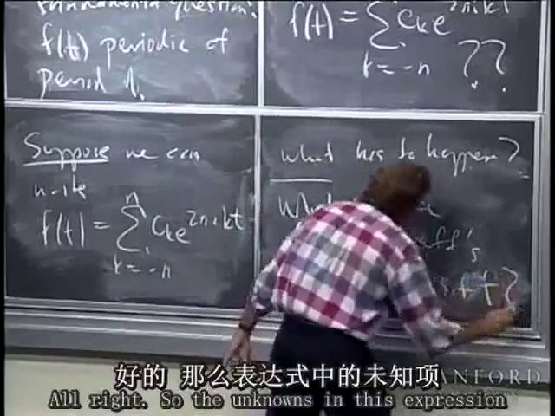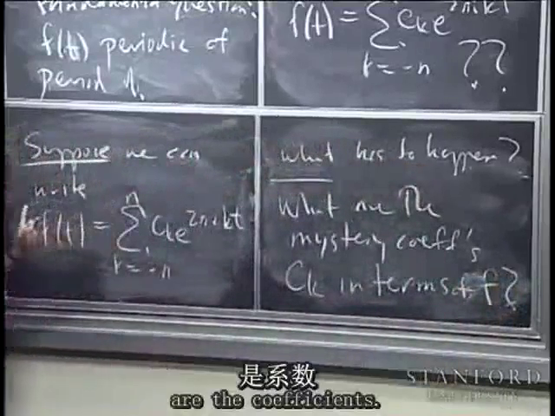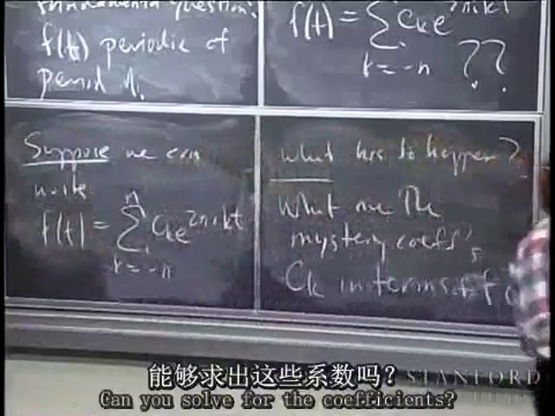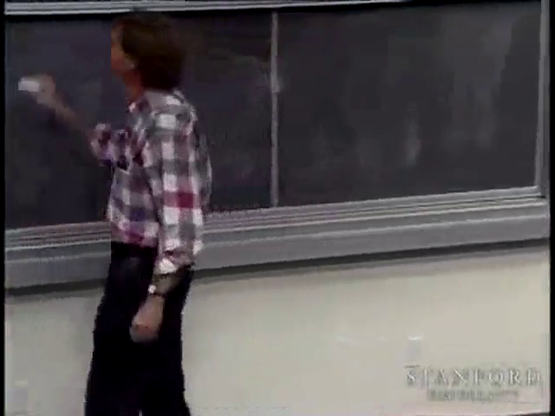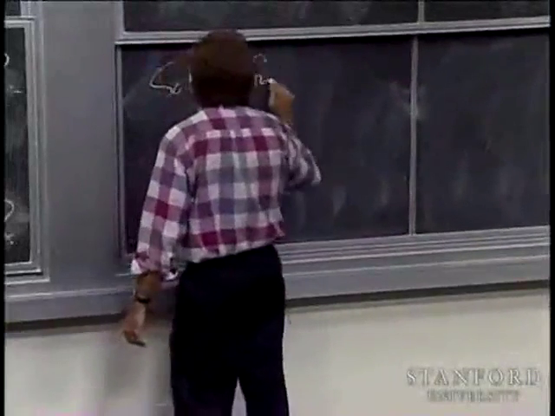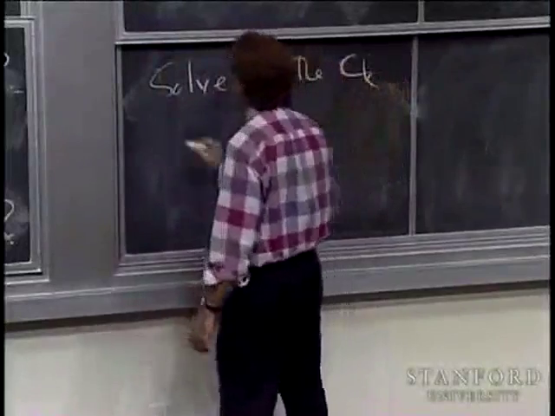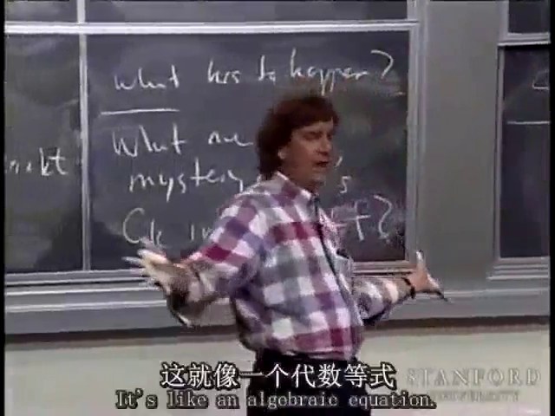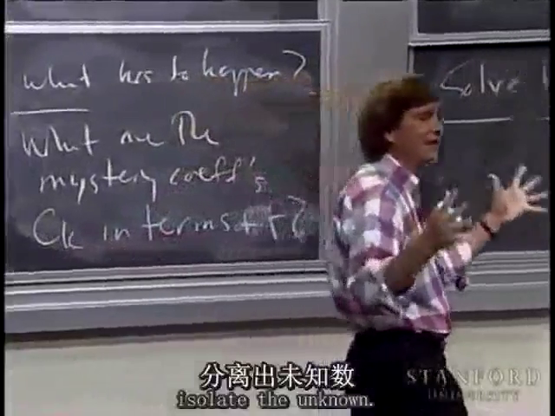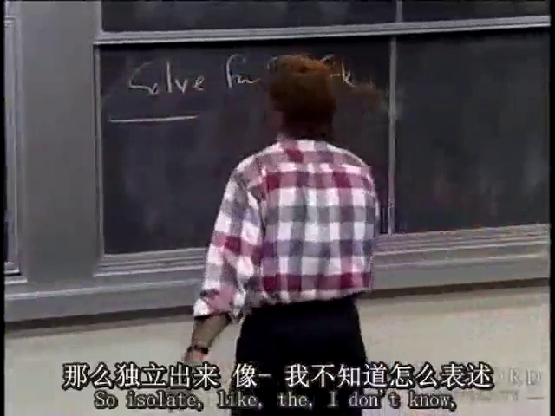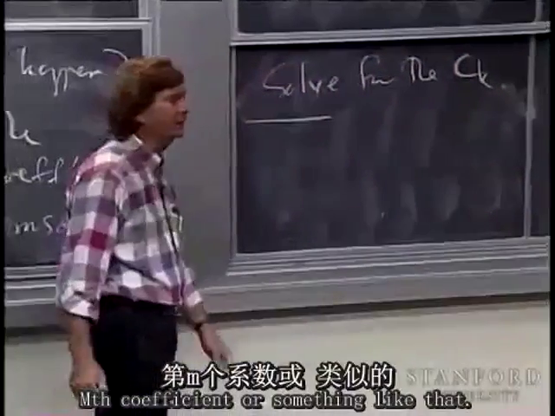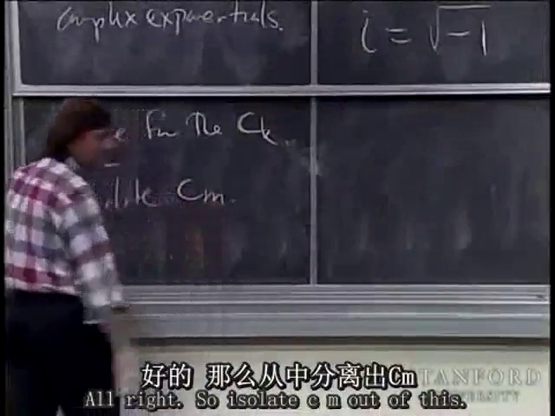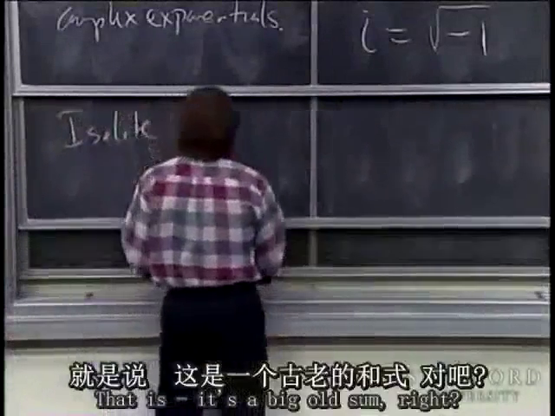So the unknowns in this expression are the coefficients. And the question is, can you solve for them? Suppose you can write it like that. Can you solve for the coefficients? Can we solve for the c sub k? I'm going to take a very naive approach. Start with an algebraic equation and isolate the unknown. So isolate, I don't know, the mth coefficient, c sub m, out of this.